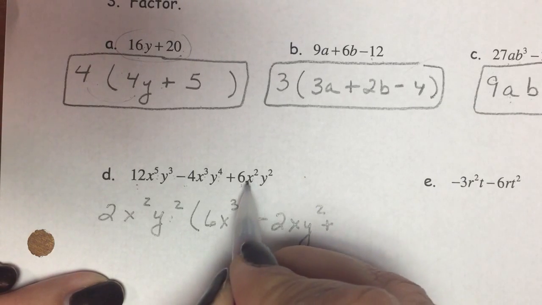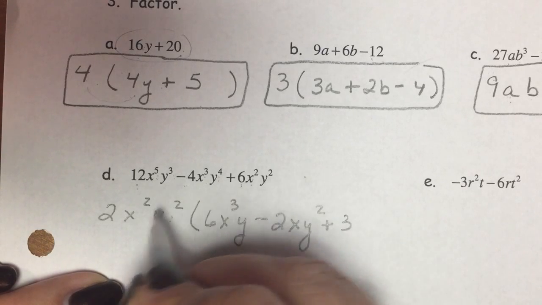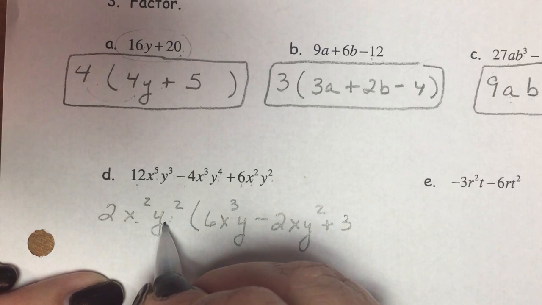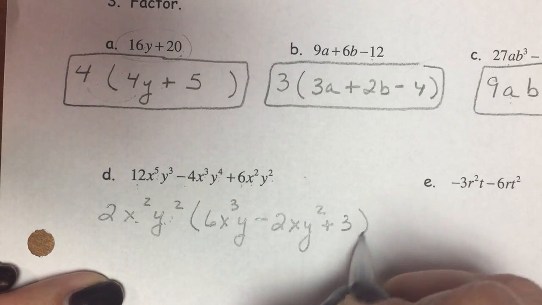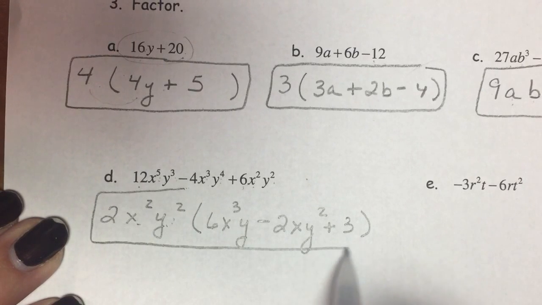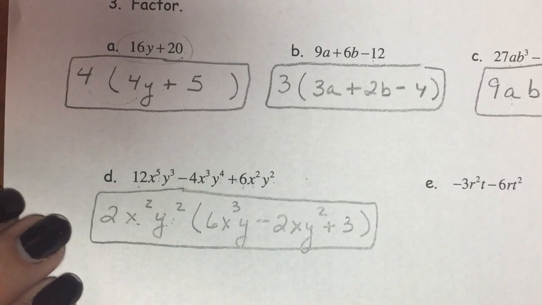And then plus the last term, 6 divided by 2 is 3. X squared divided by x squared, those are all gone. And y squared divided by y squared, those are all gone. And there is your factored form. And again, you can distribute through and make sure you get the original.